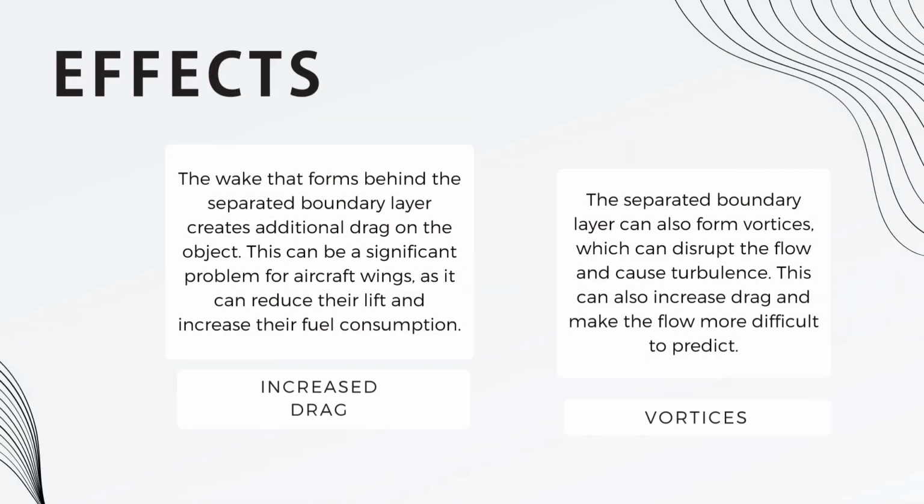Effects of boundary layer separation. First is increased drag. The wake that forms behind the separated boundary layer creates an additional drag on the object. This can be a significant problem for aircraft wings as it can reduce their lift and increase their fuel consumption. Second is vortices. The separated boundary layer can also form vortices which can disrupt the flow and cause turbulence. This can also increase drag and make the flow more difficult to predict.